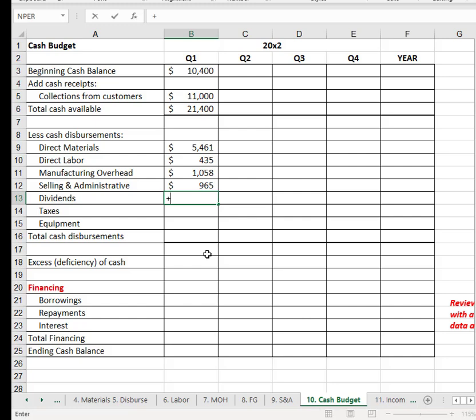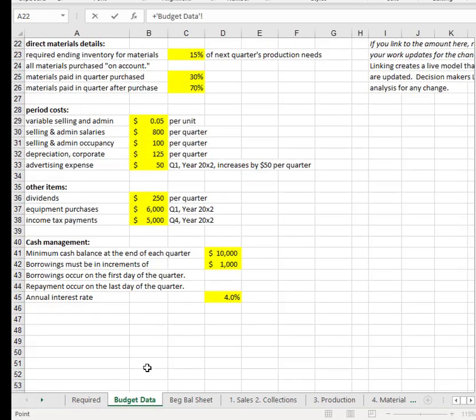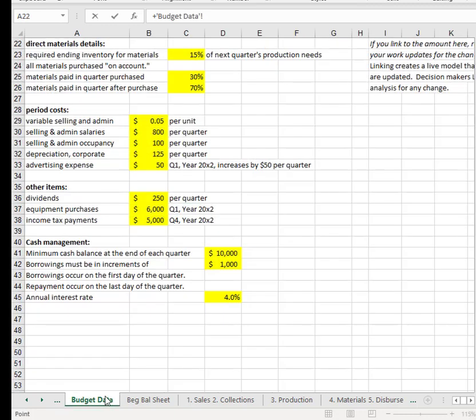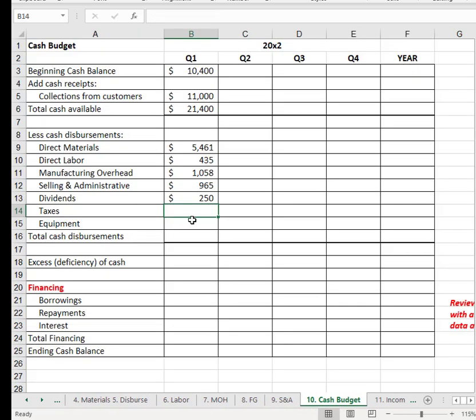Dividends, that's what management told us. That's in the story. Where are dividends? There they are, $250 per quarter. That can change. That can absolutely change. So we have to link to the original data. Taxes, what did they tell us to assume for taxes? Let's go back here. Taxes, income tax payments, $5,000 in quarter 4. So no taxes in the first quarter.